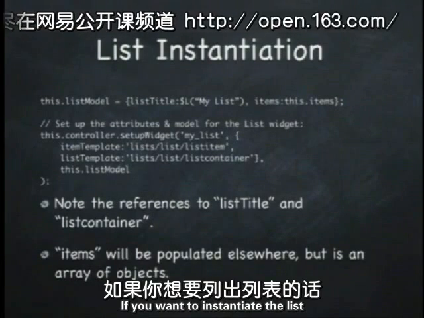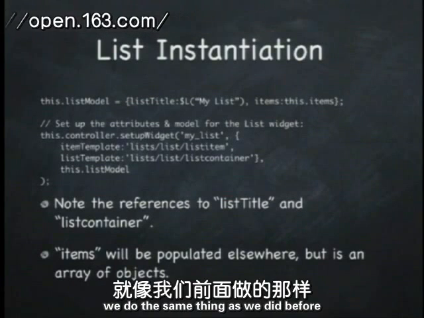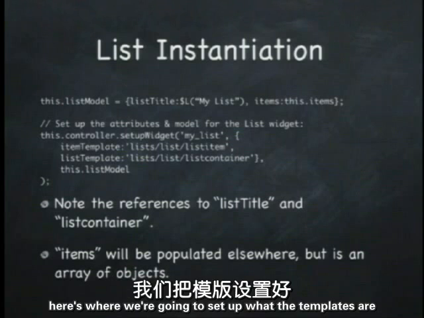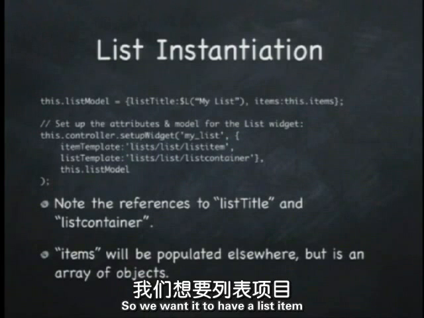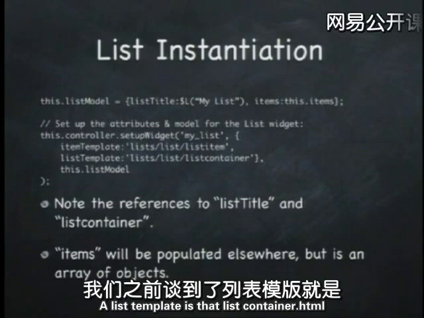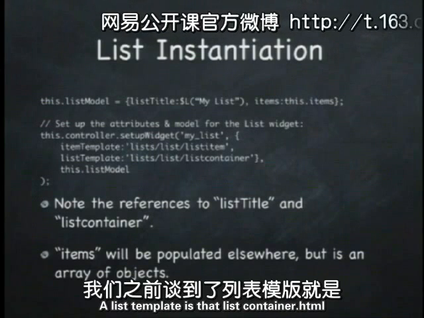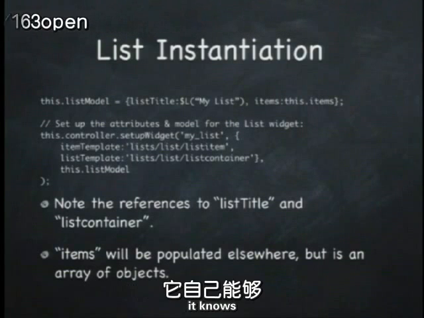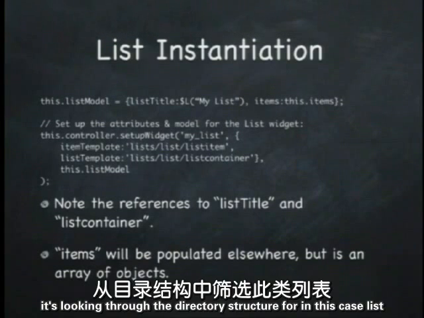And we want to instantiate the list. We do the same things we did before. We set up a model or attributes, and here's where we're going to set up what the templates are. So we wanted to have a list item template and a list container, a list template. The list template is that list container.html that we specified before. We don't have to say .html. It knows it's looking through the directory structure for, in this case, list.